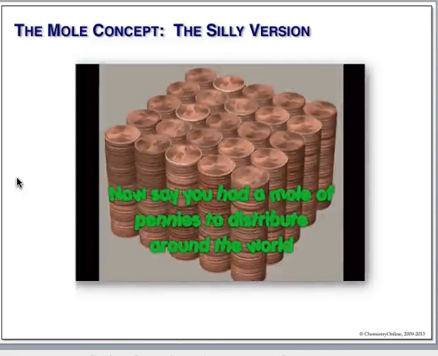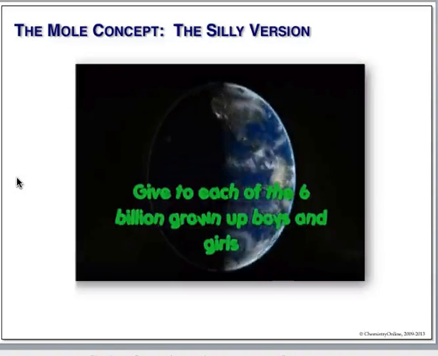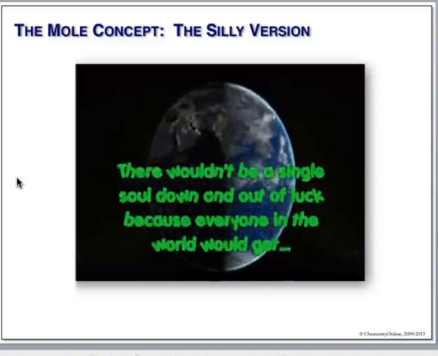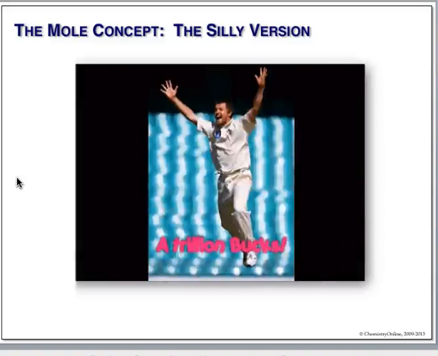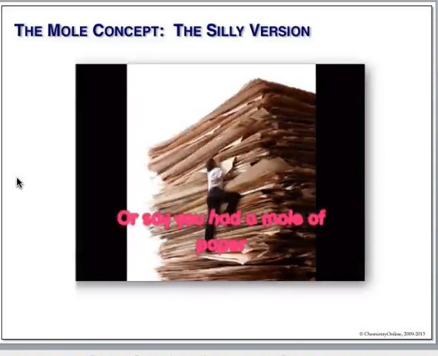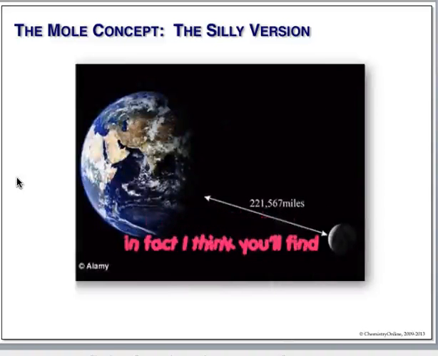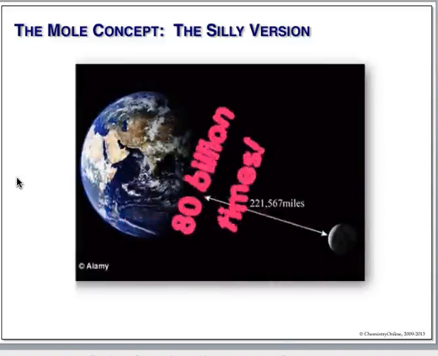Now say you had a mole of pennies to distribute round the world. Give to each of the 5 billion grown-ups, boys and girls. There wouldn't be a single soul down and out of luck, 'cause everybody in the world would get $1 trillion. $1 trillion. Or say you had a mole of paper and stacked it toward the sky. Paper's all thin, but that pile would get so high it'd reach up into outer space. In fact, I think you'd find it'd go up to the moon and back 80 billion times.